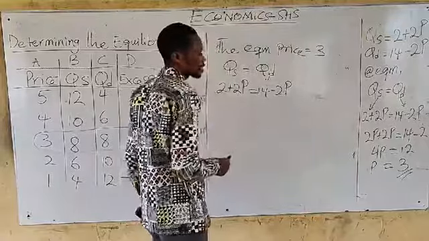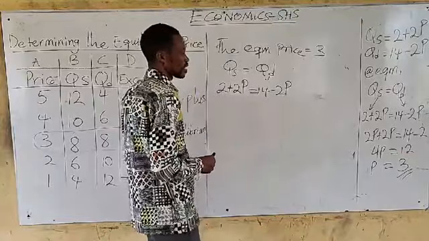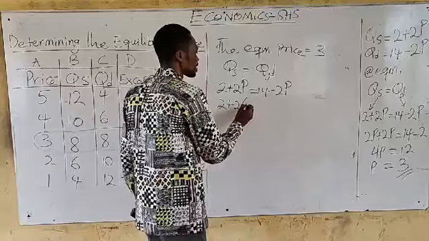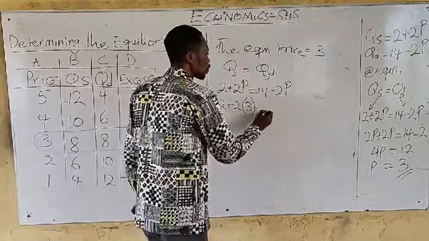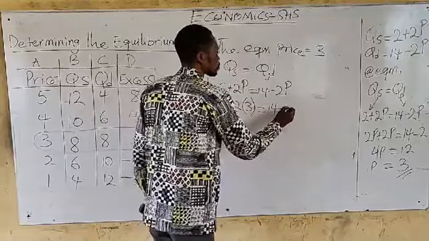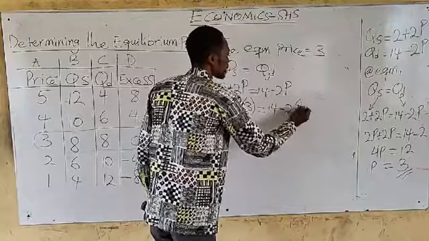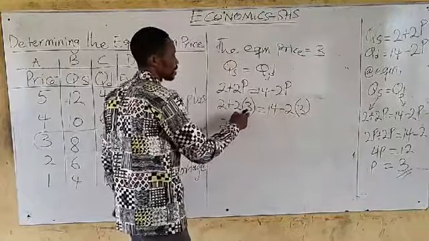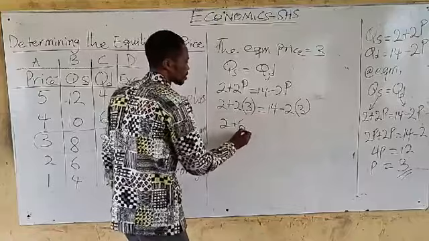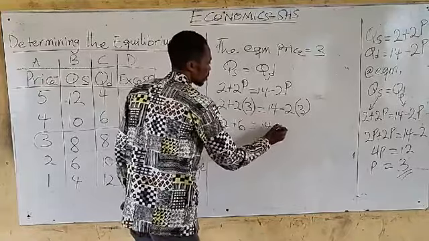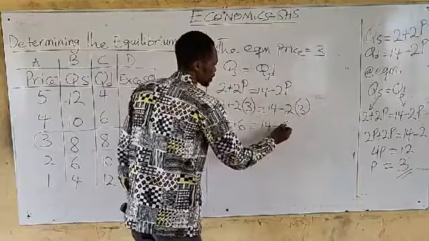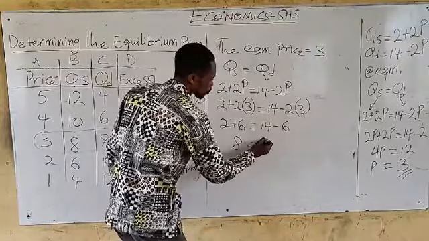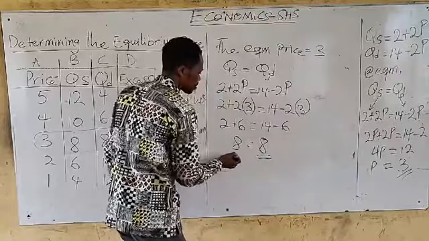Now we have established the fact that the P is 3. So 2 plus 2 into bracket 3 should be equal to 14 minus 2 into bracket 3. Let's see. 2 plus this multiplying this will give us 6. 14 minus this multiplying that should give us 6. This is 8 and this should also be 8. You see what is happening?